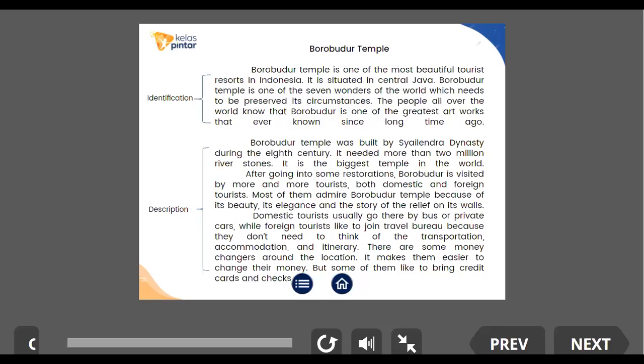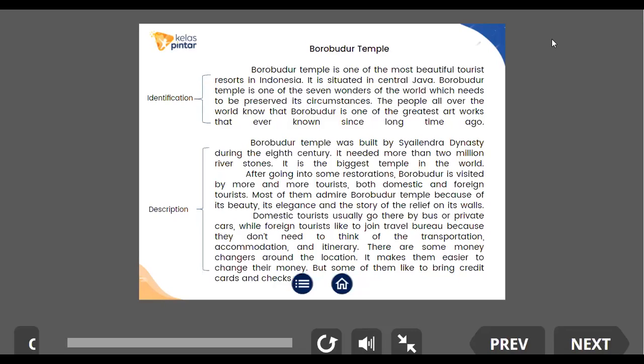Borobudur Temple was built by Shailendra dynasty during the 8th century. It needs more than 2 million river stones. It is the biggest temple in the world.